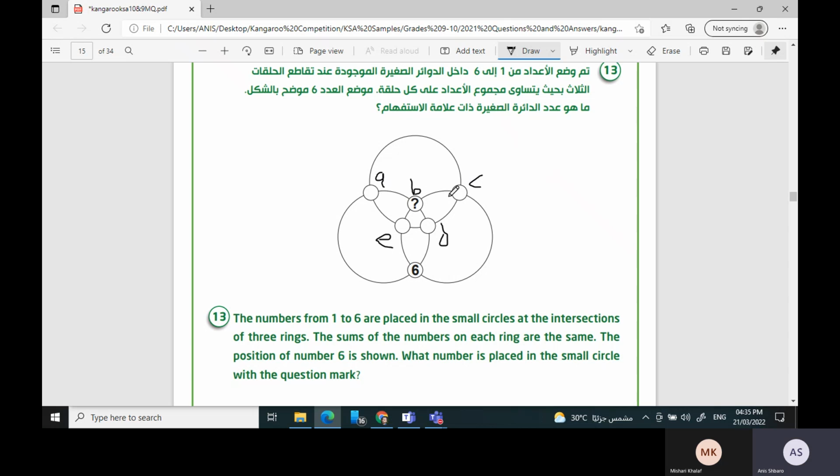Okay, so we're going to find equations, for example, for this condition, the sums of the numbers, etc. So, for example, look at this circle. A plus B plus D plus 6 is equal to the sum of the next circle.